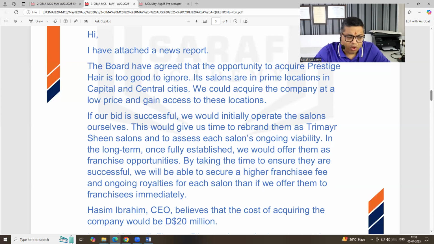IRR has a problem of mathematics. IRR has a problem of two different IRRs. IRR has a problem that cash flows in the beginning are given more importance than the later cash flows. And at the same time, IRR is not something we get in the pocket. IRR is not affecting the net worth of the shareholders directly. It is an indirect effect. So in place of IRR, NPV is a better method.